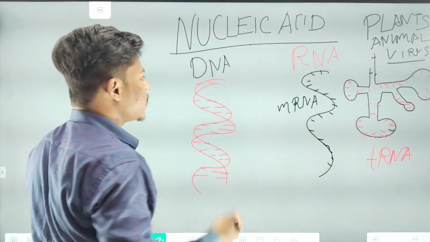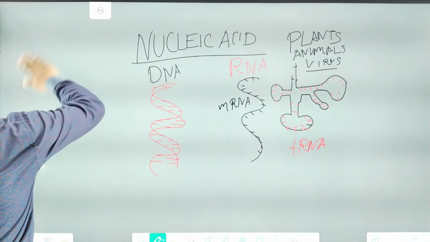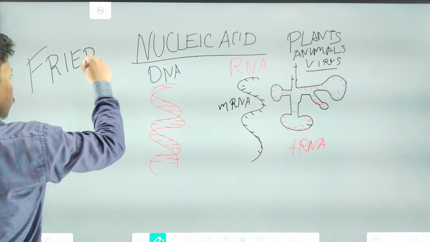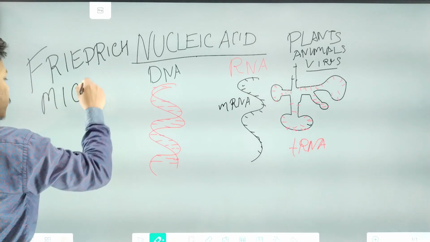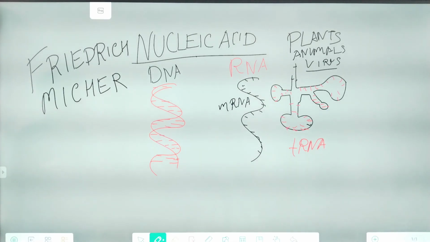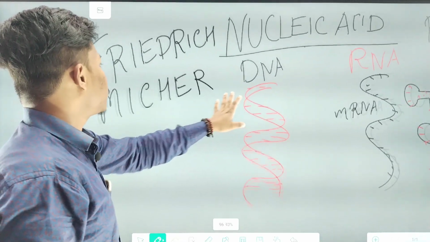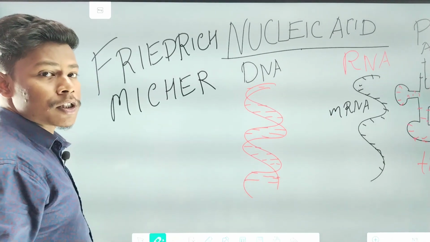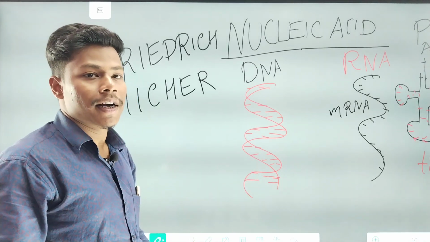Okay, and RNA is basically discovered by Friedrich Miescher. In some competitive exams, questions might come asking who discovered nucleic acid. Remember, the DNA and RNA nucleic acid was first discovered by Friedrich Miescher. It was discovered by Friedrich Miescher in a bandage, actually in an infected bandage.